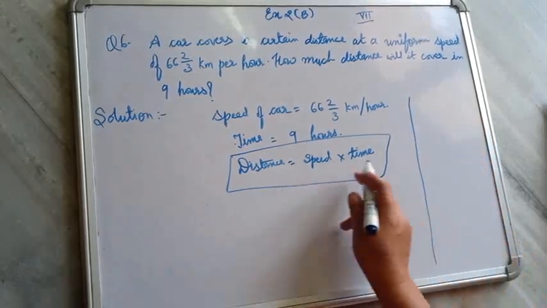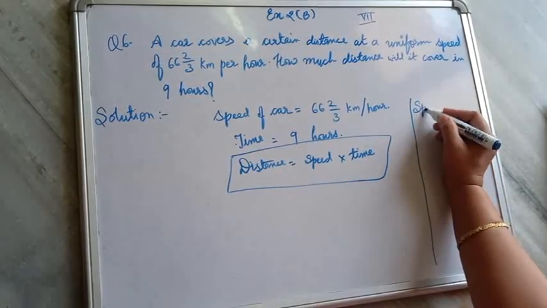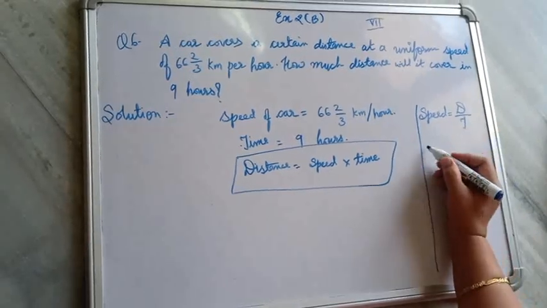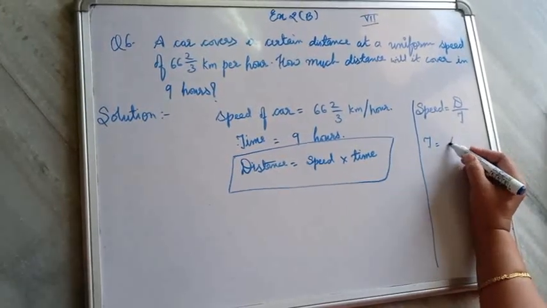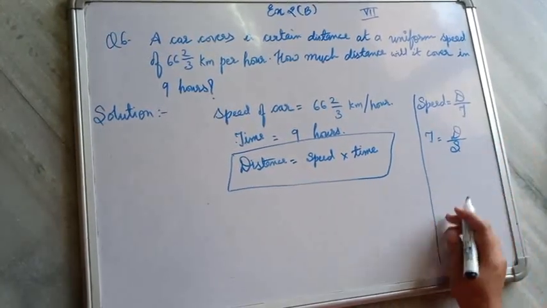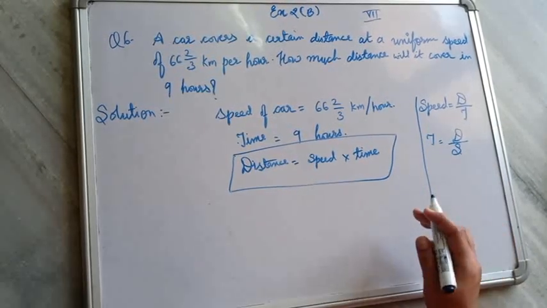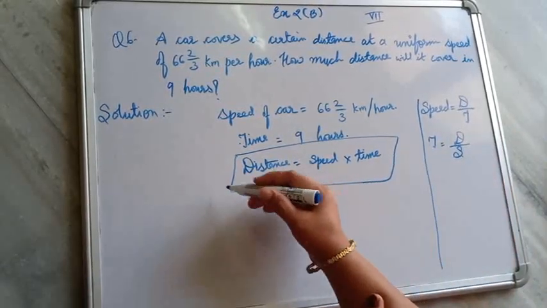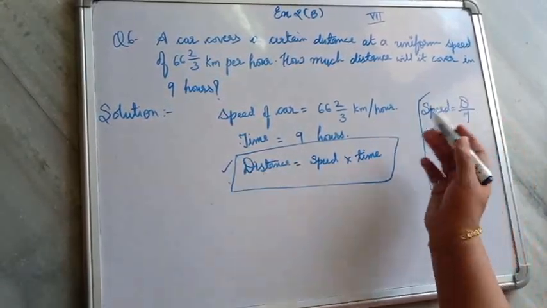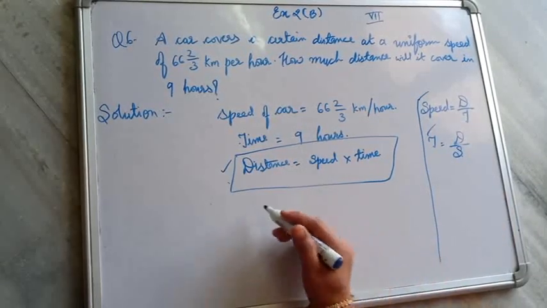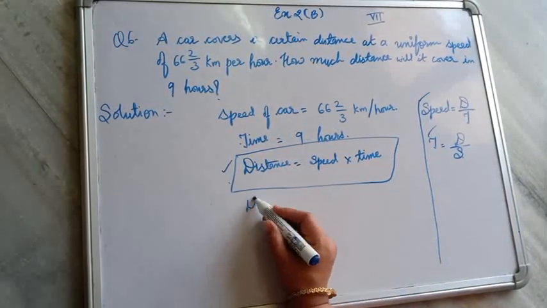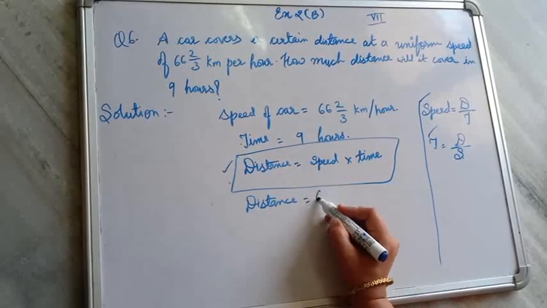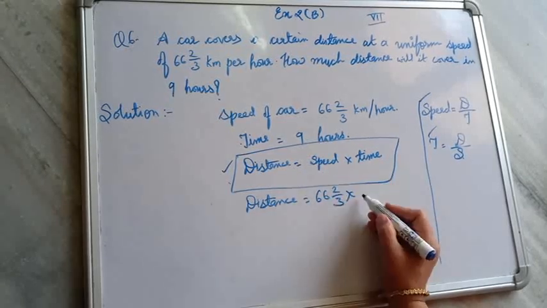Similarly, there are two more formulas. If you want to calculate speed, speed is equals to distance upon time, or if you want to calculate time, time is equals to distance upon speed. These are the other formulas. So if there is any question based on distance or speed or time, then we have to use these formulas. That depends what is given to us. Now, distance is equals to speed, that is 66 2 by 3, and time is 9 hours.